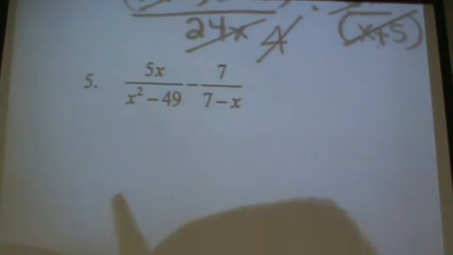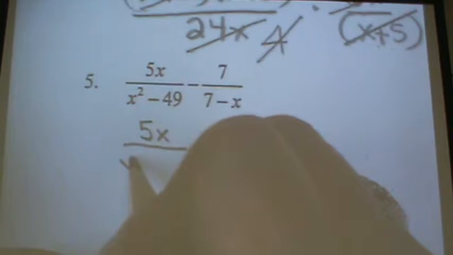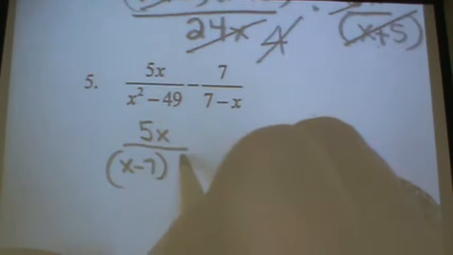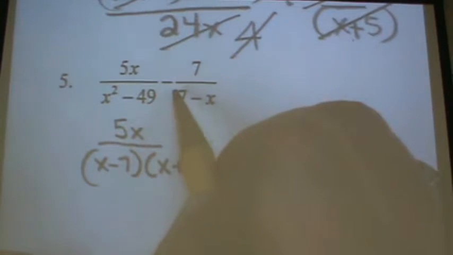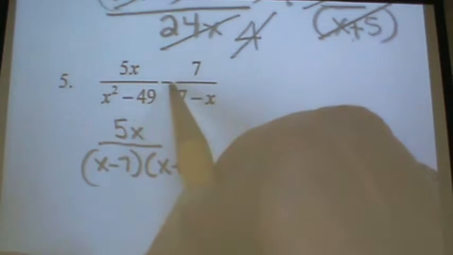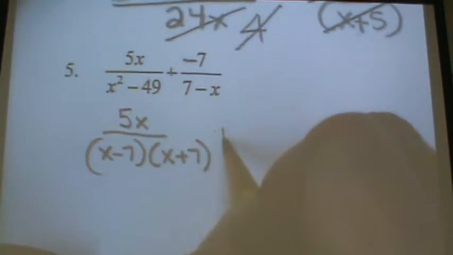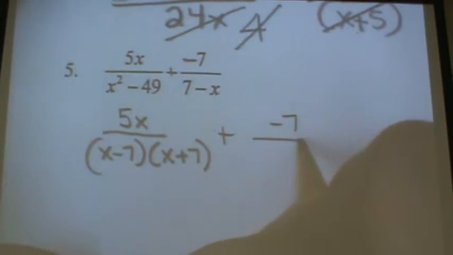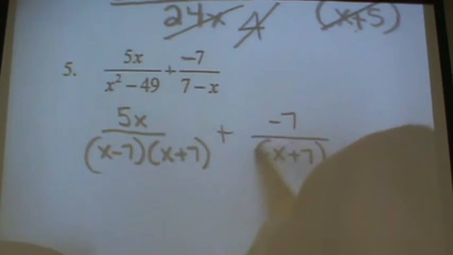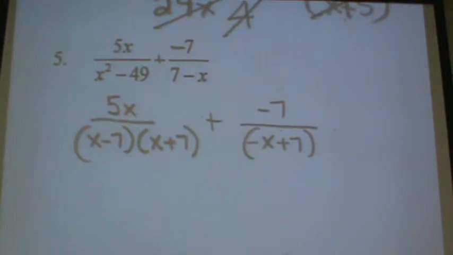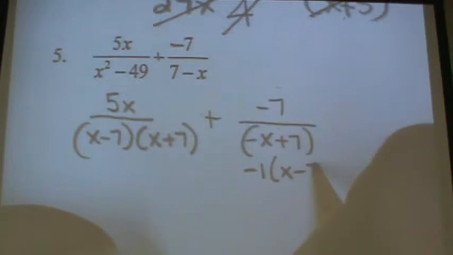So what do I first want to do? Factor. Factor what? x squared minus 49 to x minus 7, x plus 7. I also want to do something with this minus sign. Can I do that? Okay. Can I also turn this into negative x plus 7? And what am I going to factor out of this? A negative 1, so you have x minus 7.